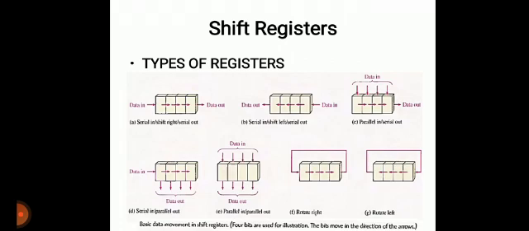The shift register which allows the serial input and produces the serial output is known as SISO. Whereas the shift register which allows the serial input and produces the parallel output is known as the serial in parallel out shift register. The shift register which allows the parallel input and produces the serial output is known as the parallel in serial out shift register, and the shift register which allows the parallel input and produces the parallel output is known as the PIPO shift register.